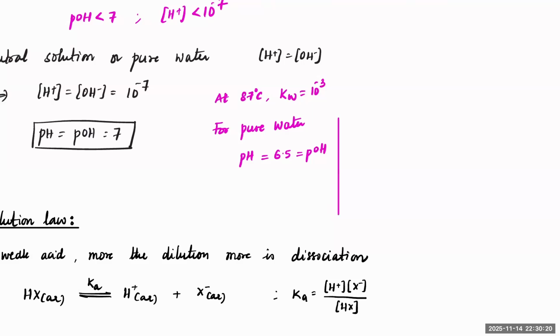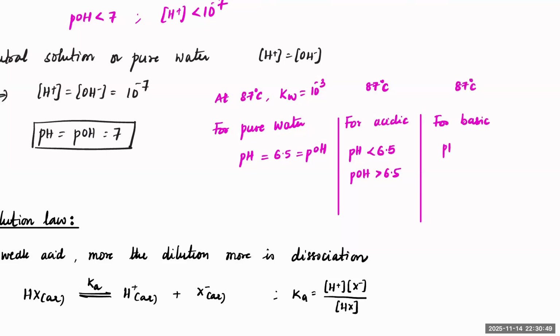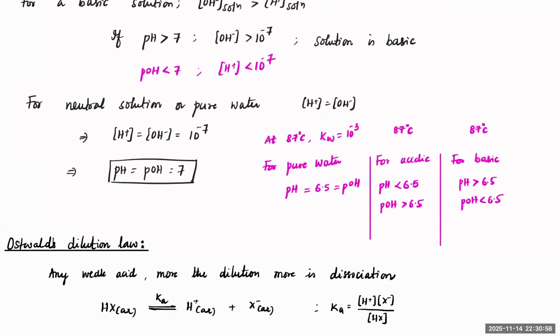Similarly, for an acidic solution at 87 degrees Celsius, what should be the pH value? pH has to be less than 6.5. Now you do not see the scale as 7. Now you have to check 6.5. pOH has to be greater than 6.5. Similarly, for a basic solution, if you are operating at 87 degrees Celsius, then pH has to be greater than 6.5 and pOH has to be less than 6.5.